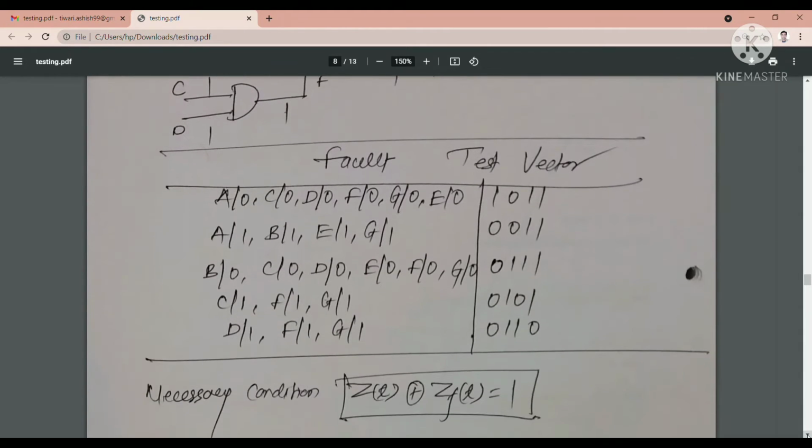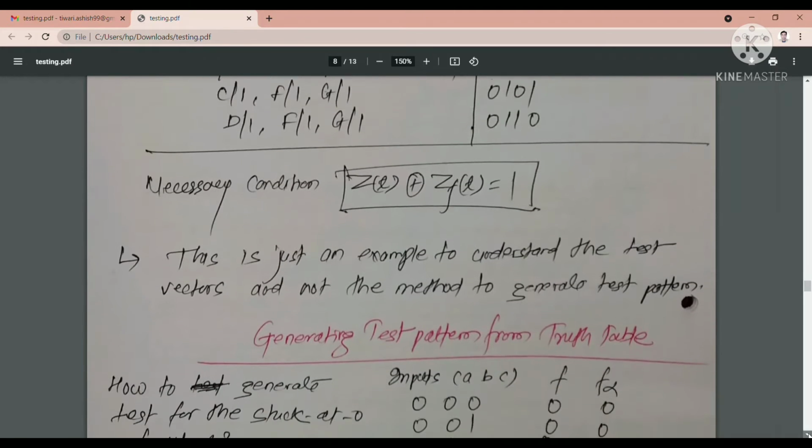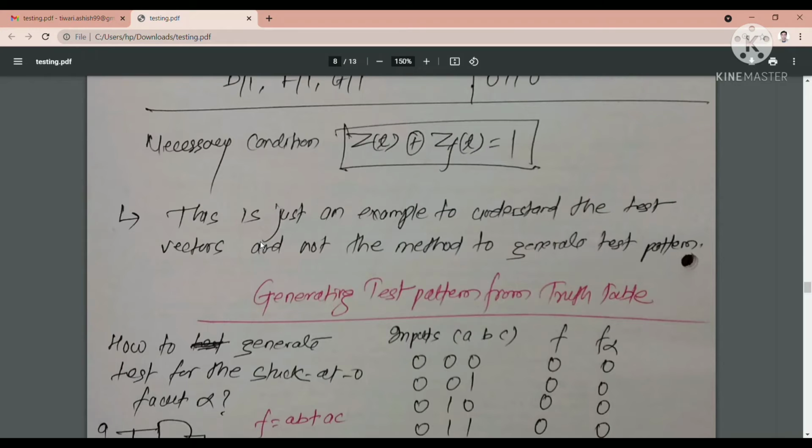I would say this necessary condition I already told you. If the original test response is not matching with the faulty test response, then this condition will be true and the fault will be detected, as I already told you a number of times earlier as well. So this is just an example to understand the test vectors and not the method to generate the test pattern. Do not get confused by this example.